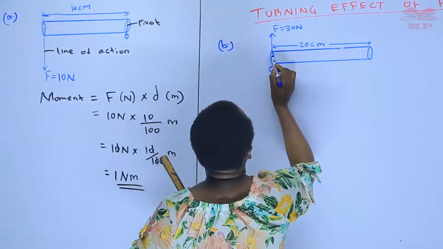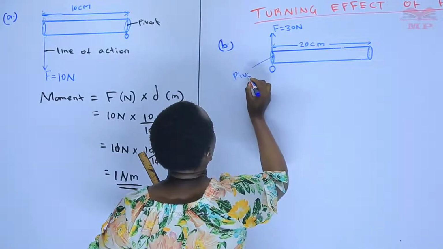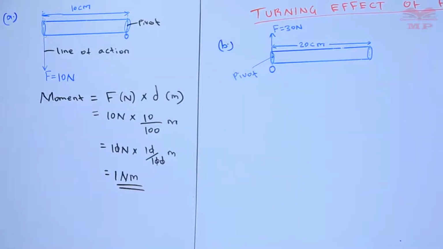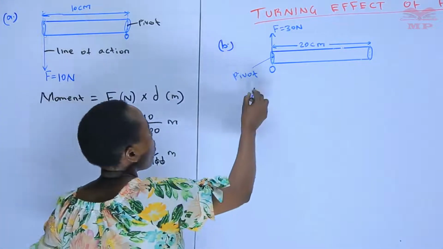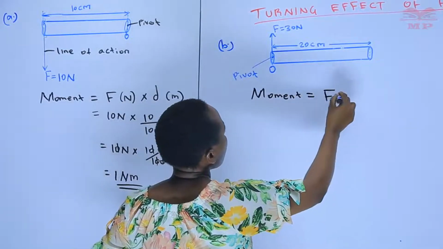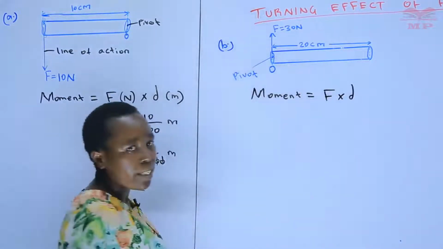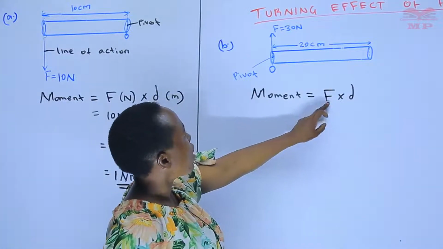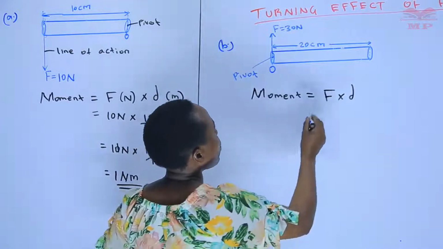And we are told that this is the pivot. So that's what we have. We want to calculate the moment. So when you are told to calculate the moment, the first thing we need to do is write the formula for moment. So moment will be equal to force multiplied by distance. So we need to ask ourselves, what is the force? We have a force of 30 newtons.